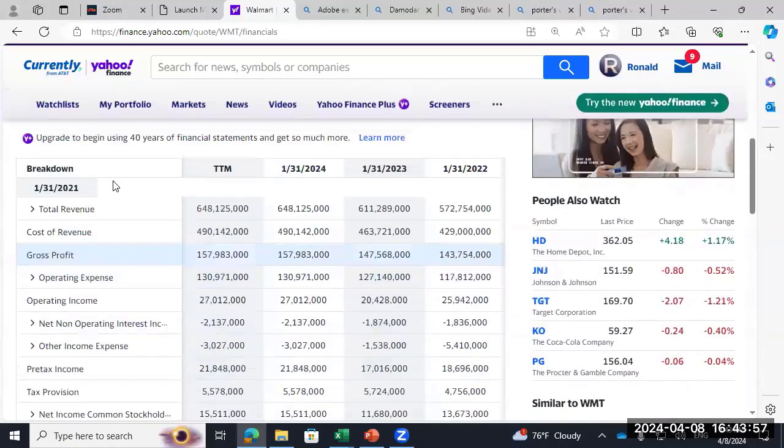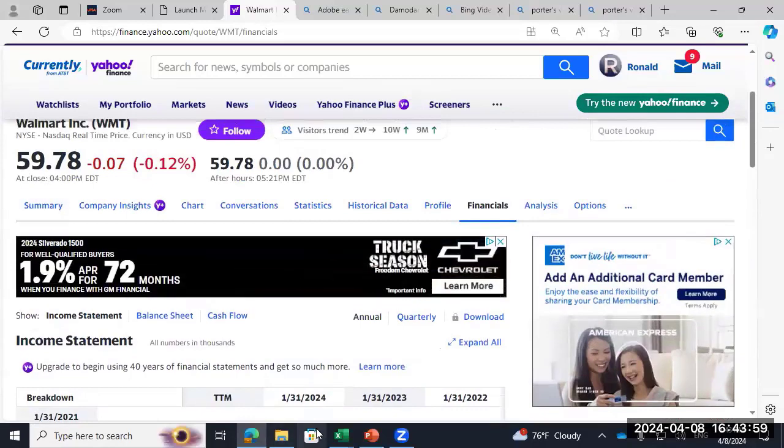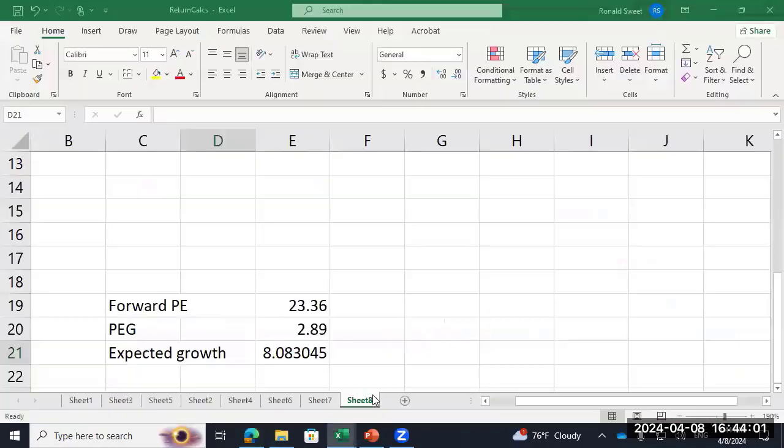So they did really well coming out of COVID, and then they had some kind of weak numbers. 8% seems really high to me for Walmart. I wouldn't use an 8%, but that's not going to be your long-term growth rate.